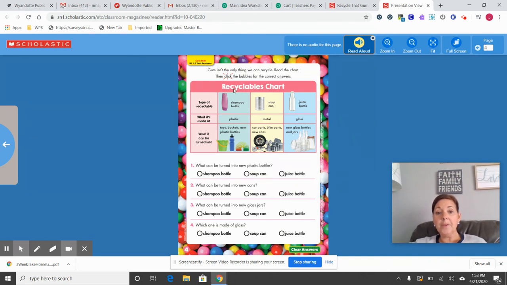So we're going to look up here. This was the shampoo bottle made of plastic. A shampoo bottle, a soup can, or a juice bottle. So we're going to click on the shampoo bottle. It is made from plastic, and you can make a new toy, bucket, or plastic bottle. And you just click on it. You can also use your finger if you have a touch screen, and that will answer it for you.